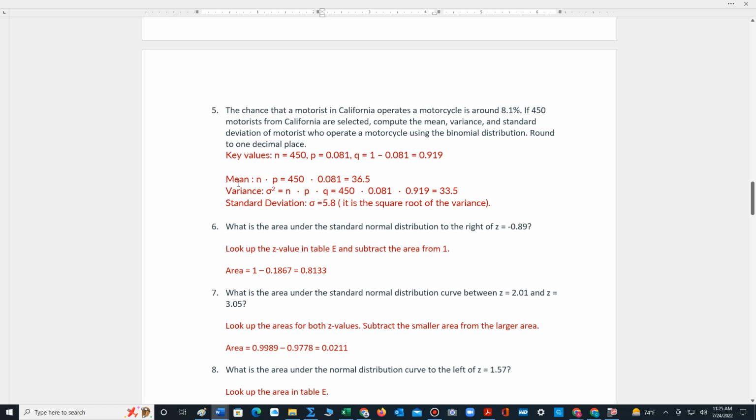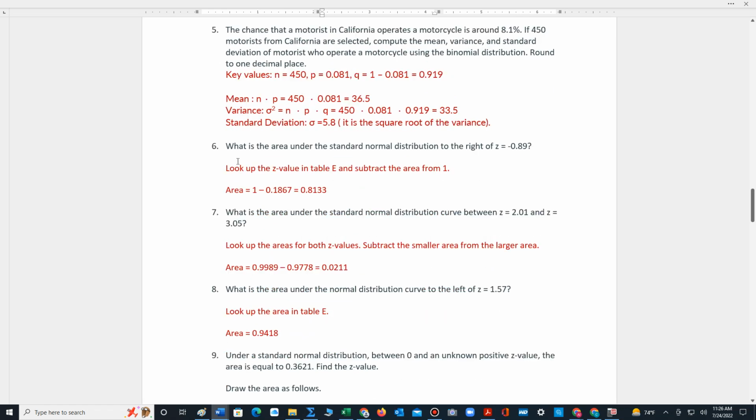To calculate the mean for a binomial distribution, we just multiply n times p. So 450 times 0.081 means that the average is 36.5. The variance, sigma squared, is n times p times q. So it's 450 times 0.081 times 0.919. And we're rounding to 1 decimal place, 33.5. Standard deviation, we just take the square root of 33.5 to get 5.8 after it's rounded.